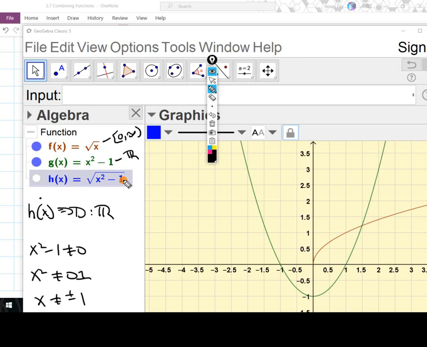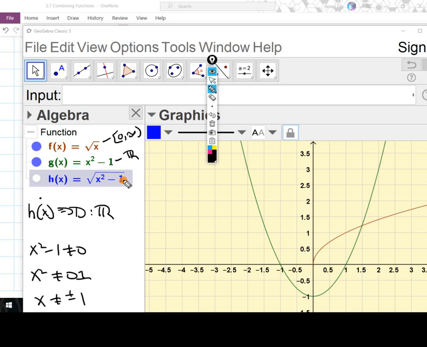Some of those regions are going to give me negatives under the radical, and some are going to be positive. So if I go to the right of 1, choose like 2. 2 squared is 4 minus 1 is 3, right? Can you take the square root of 3? Yeah. Go to the left of -1. Choose like -5. -5 squared is 25, minus 1 is 24. Can you take the square root of 24? Yeah. So we said everything to the left of -1 is okay. Everything to the right of 1 is okay.